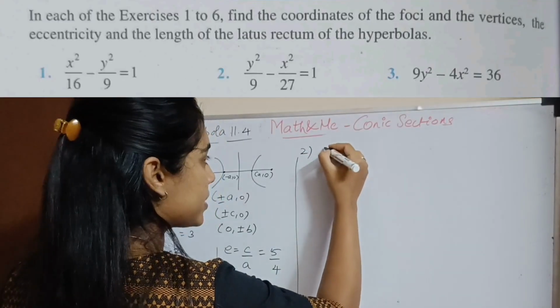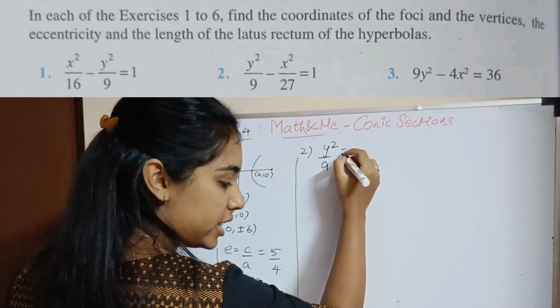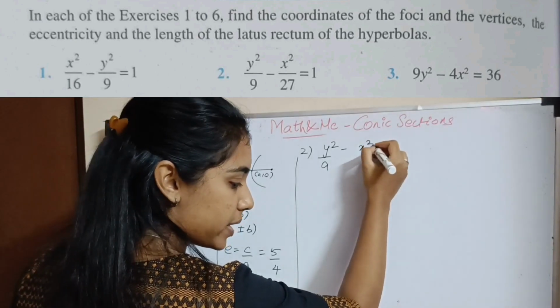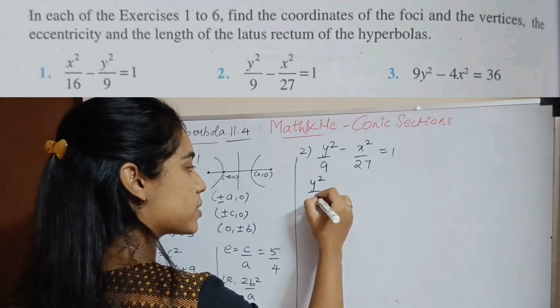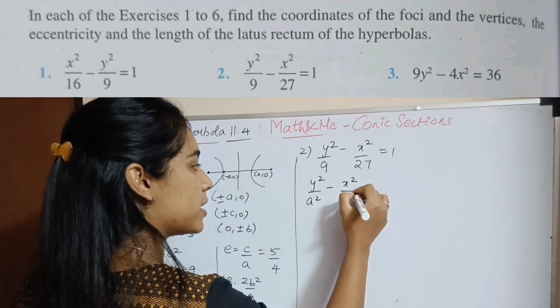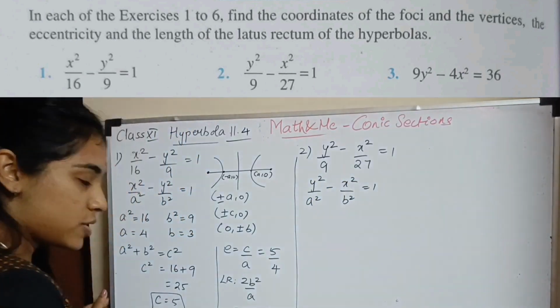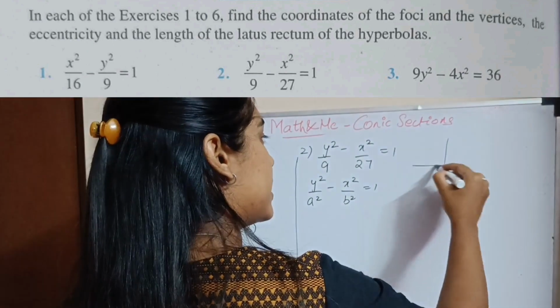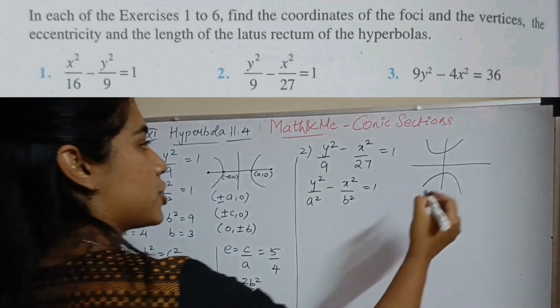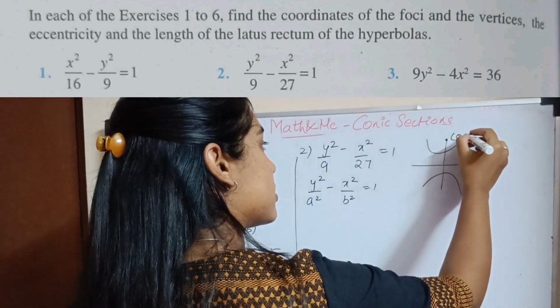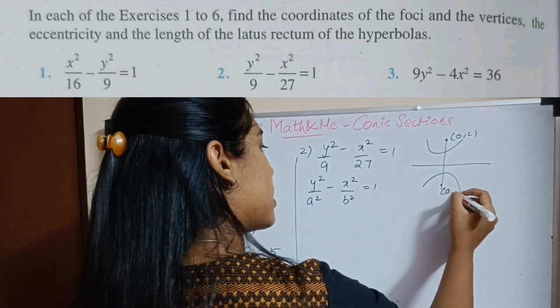Question number 2. Y square divided by 9 minus x square divided by 27 equals 1. So this is of the form y square by a square minus x square by b square equals 1. So how will the hyperbola be? The hyperbola is along the y-axis. So it will look like this. So your focus lies here. So 0 comma c, 0 comma minus c.